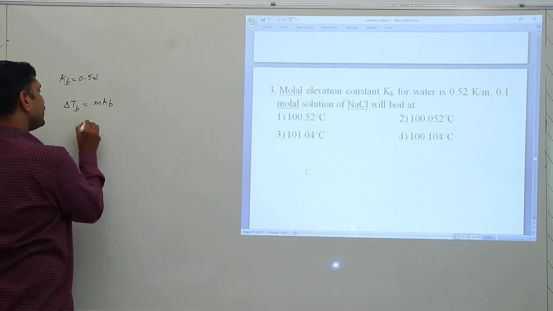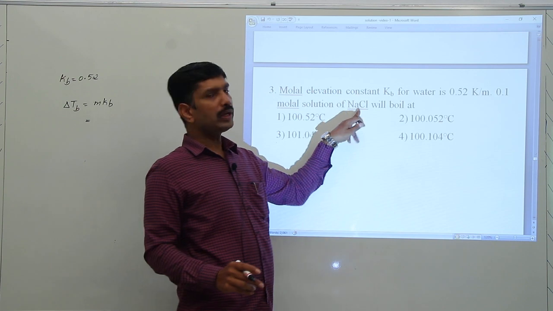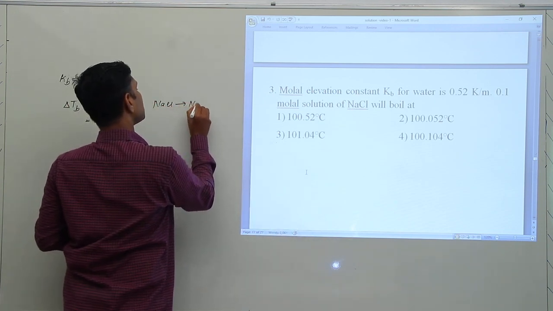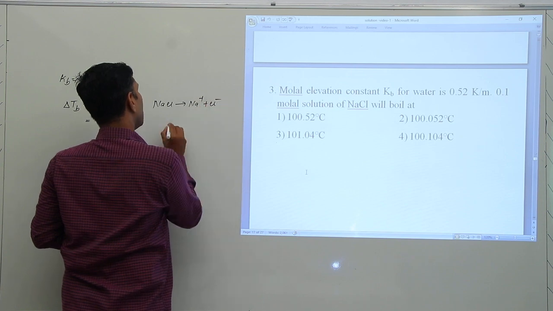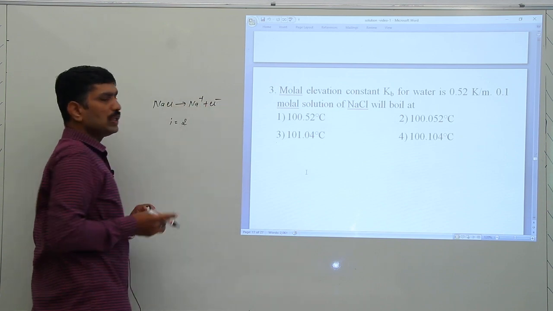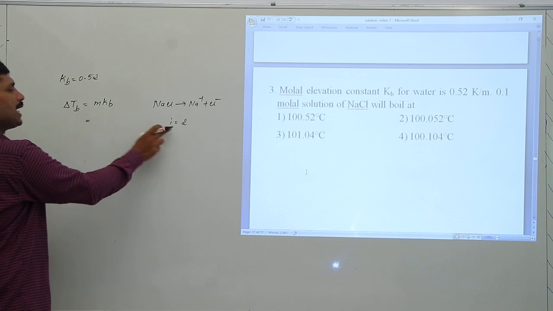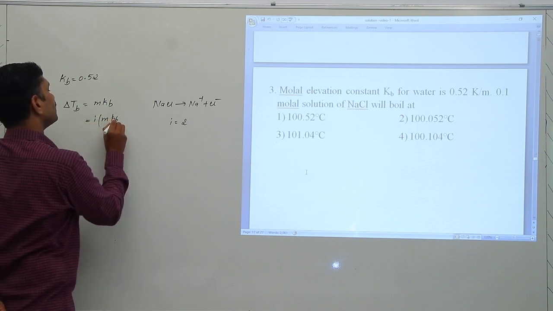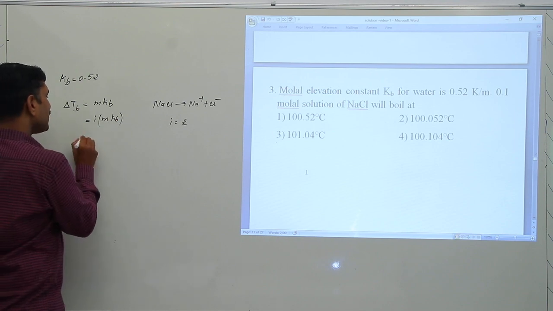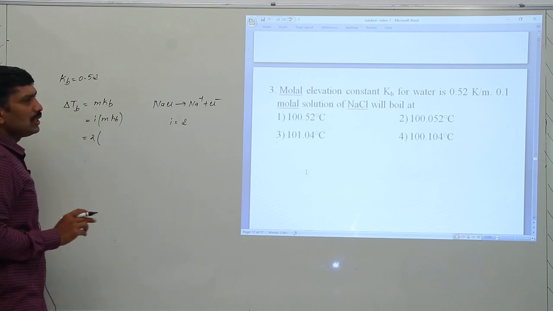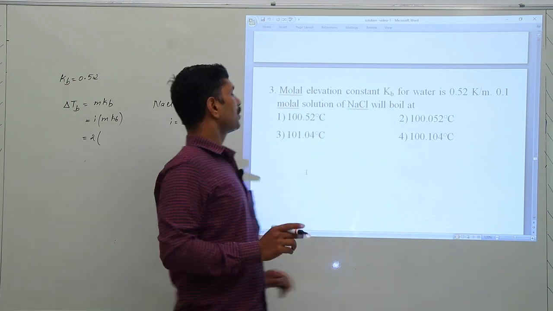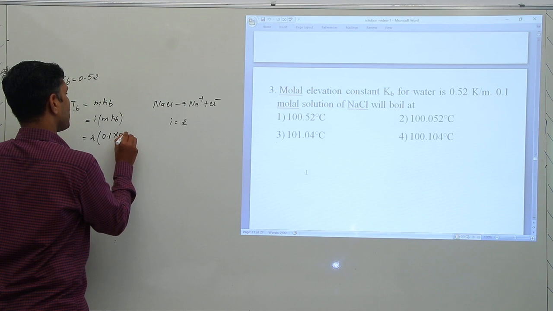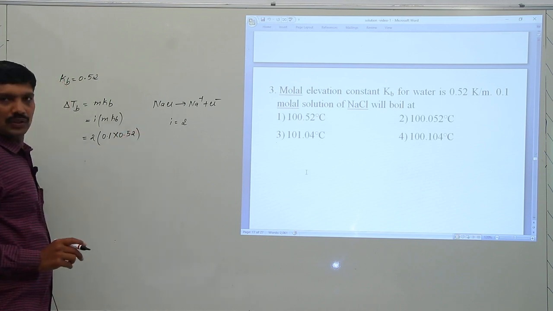Here sodium chloride completely dissociates, forming Na plus and Cl minus. That's why the van't Hoff factor i value is 2. So here you consider the i value: delta Tb is equal to i into m into Kb. So the i value is 2. What is the m value? The solution is 0.1 molar. Kb is 0.52, this is given.